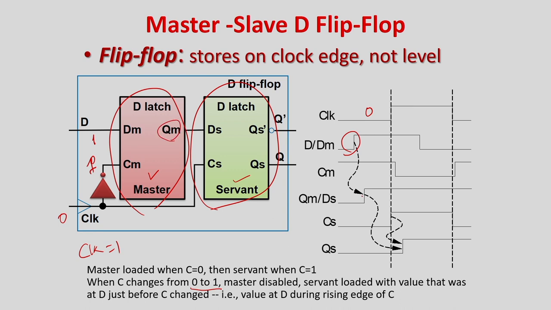The value of QM gets passed here, but whenever CS is equal to 0, it will not pass through this. Whenever the clock is equal to 0, it will not pass through. Whenever the clock is equal to 1, the master will be disabled and the slave will be enabled. So whenever CS is equal to 1, that means the clock value is 1, only then does the value get transferred to this place. That means at the rising edge only the value gets transferred. So this ensures that bit shifting happens 1 bit per clock cycle.